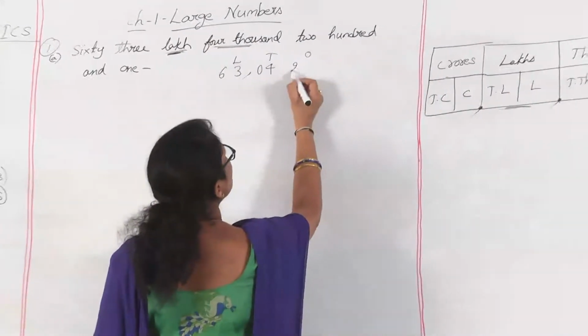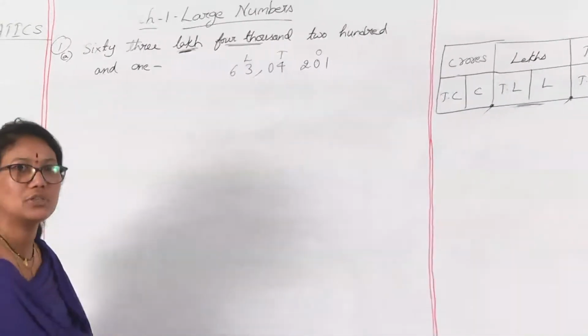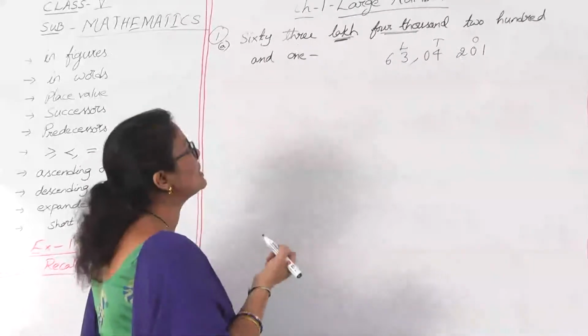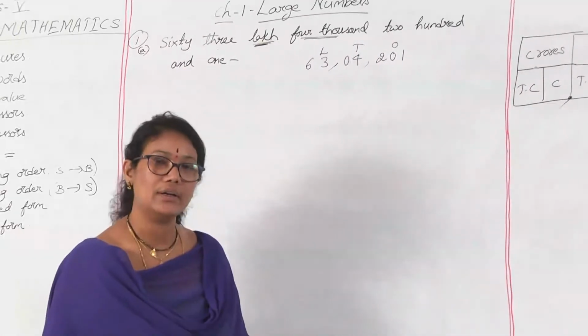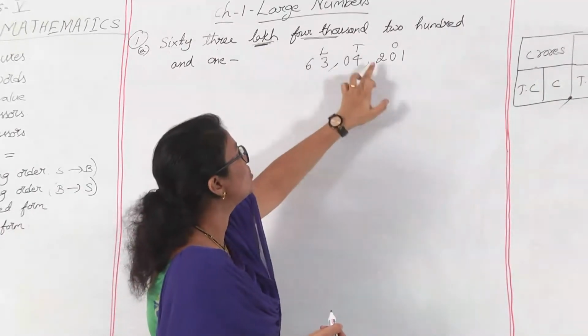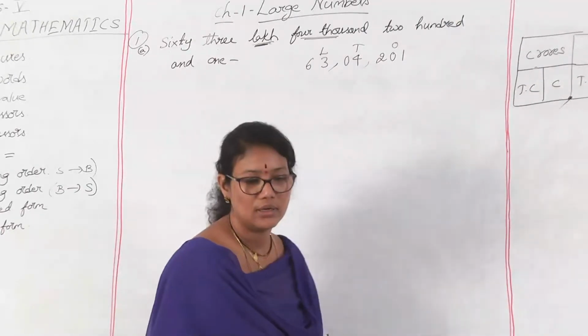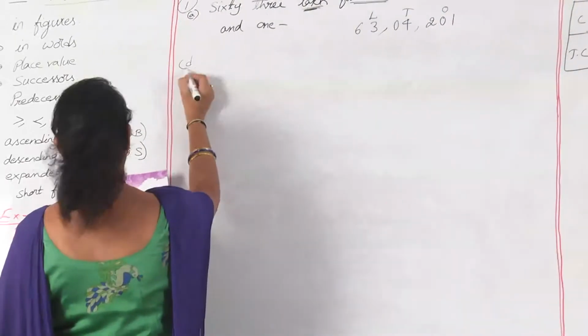Coming to the next, 201. So under ones place we write it as 201. Tens place is not mentioned, so we take it as 0. So this is the way we write and put a comma after each period, and we read it as 63 lakh 4,201. Moving on to the next, let us do one more in this D.